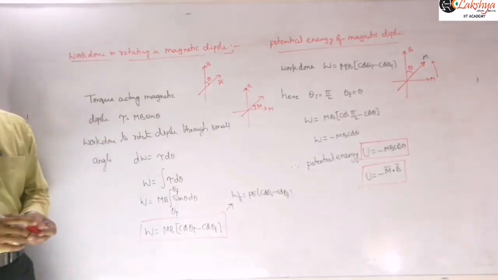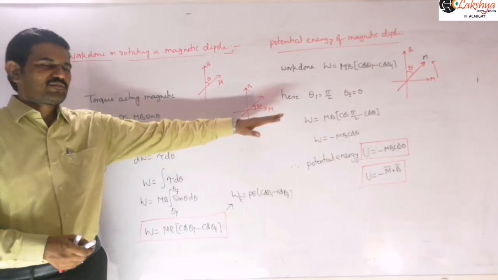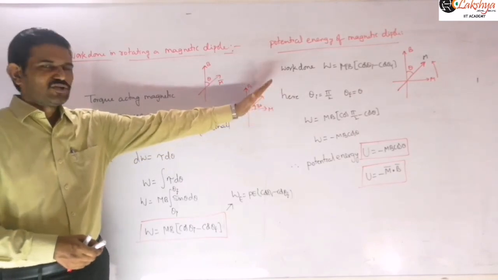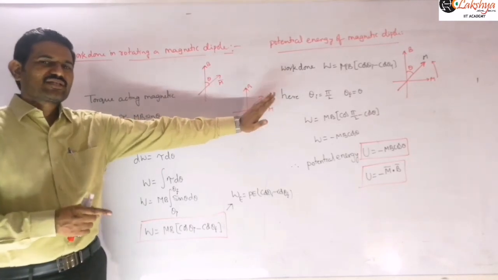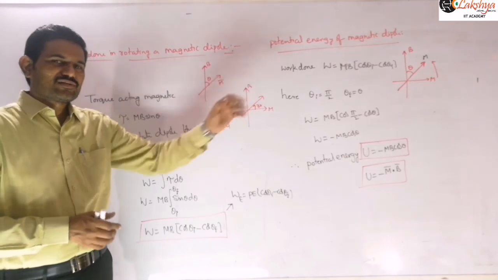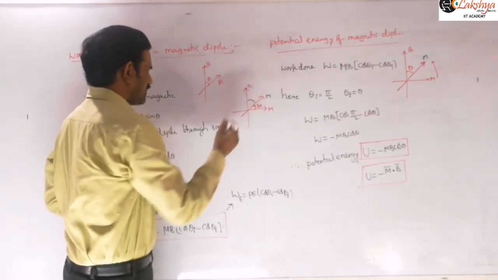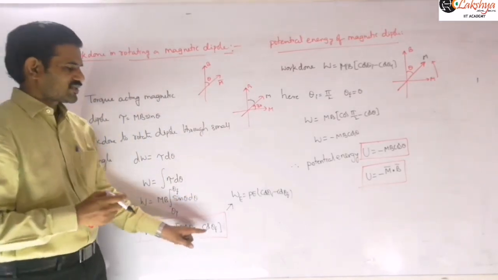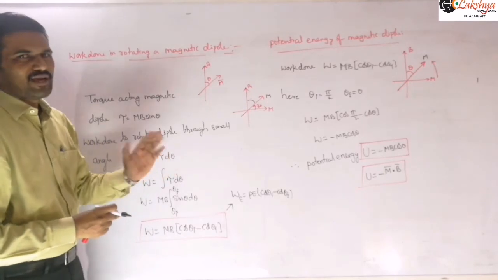So in this case, suppose you want to calculate the work done in turning the dipole from 90 degrees through an angle of 30 degrees. The initial angle is 90 degrees, and the final angle is not 30 degrees. You need to take 60 degrees here, this angle. So always, theta initial or theta final in this expression means the angle between m bar and b bar.